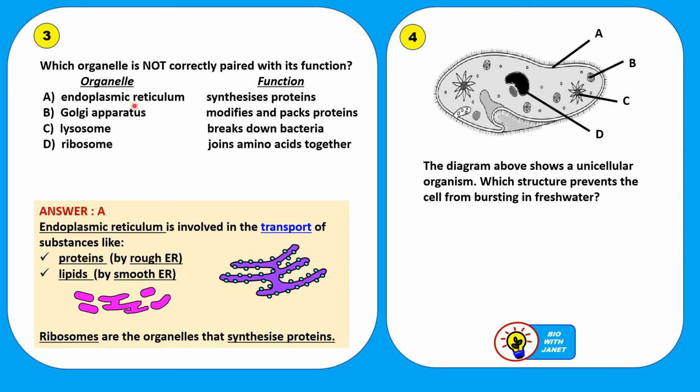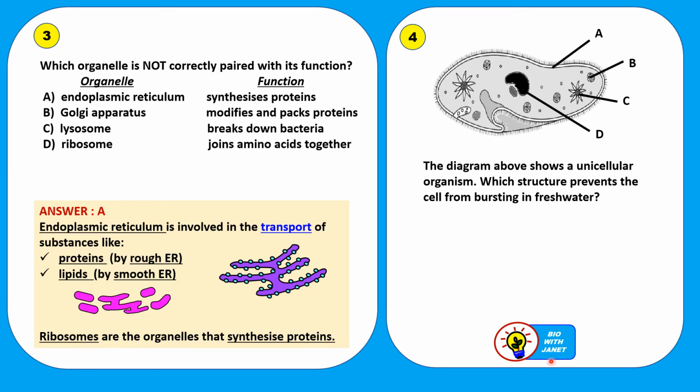So endoplasmic reticulum does not synthesize proteins, and this is the job of the ribosomes. The rough endoplasmic reticulum transports the protein. It doesn't synthesize the protein. This is a common mistake made by students. Now, apart from that, the smooth endoplasmic reticulum synthesizes and transports lipids and glycerol. They can synthesize the lipids. But the synthesis of proteins is the function of the ribosomes.